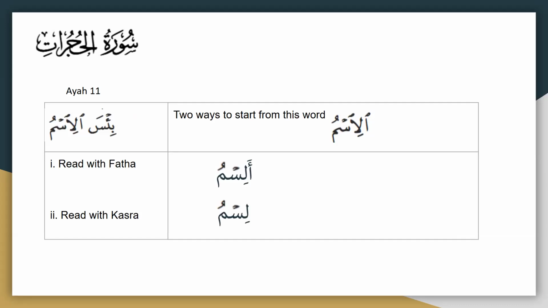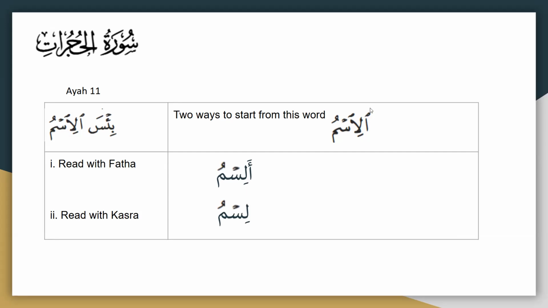Then we have Surah Al-Hujurat, ayah number 11. There is a word bi'salismu. Okay, so two ways to start from this word lismu. If you are to begin from this word, we see that Hamzatul Wasl is in the beginning, it's written there, but the letter after it is not sakin. And the rule is when we have a Hamzatul Wasl, it comes in the beginning of the word which begins with the sukun. But here the word is not beginning with a sakin letter, it has a kasra already. So therefore, when you are starting from this word, you have two ways.